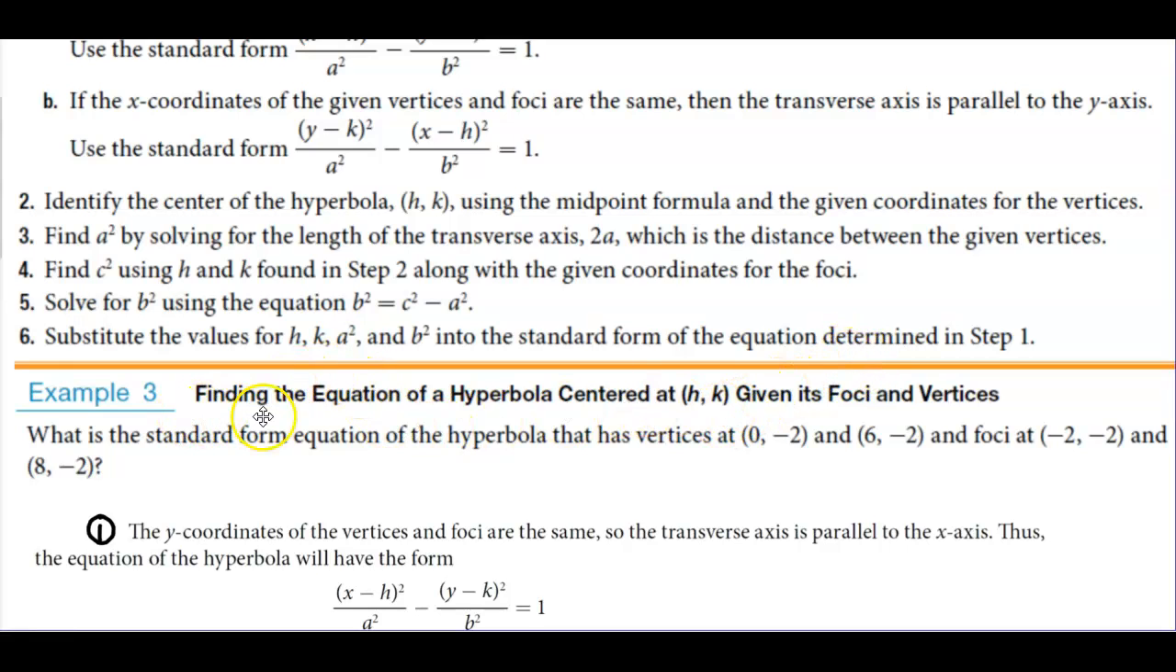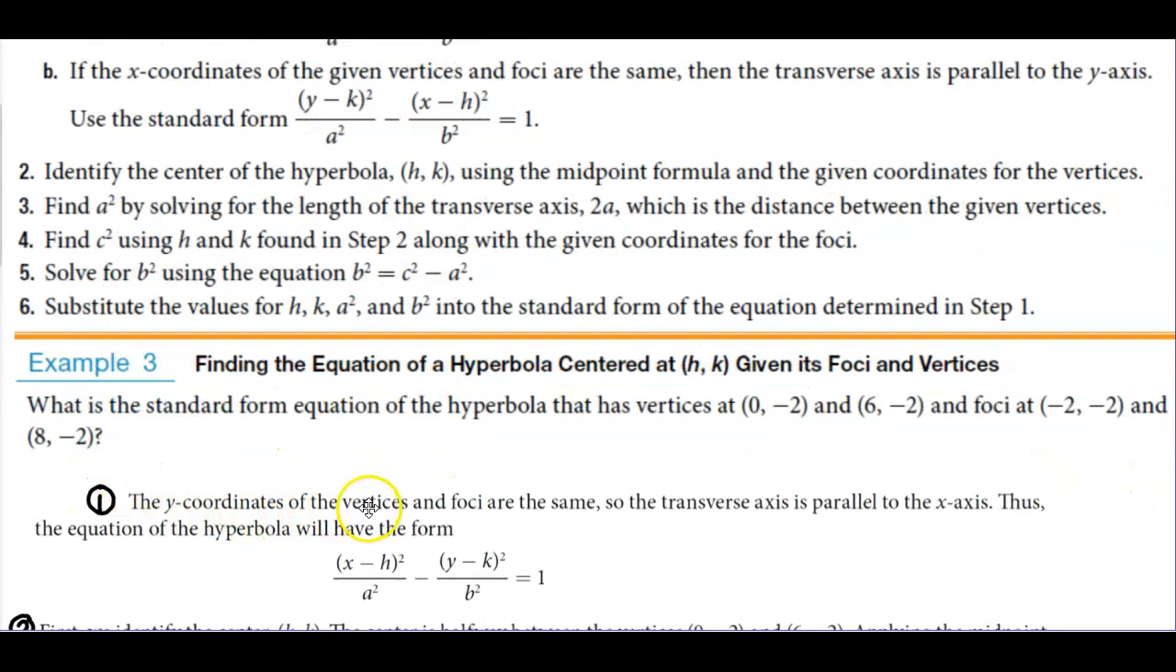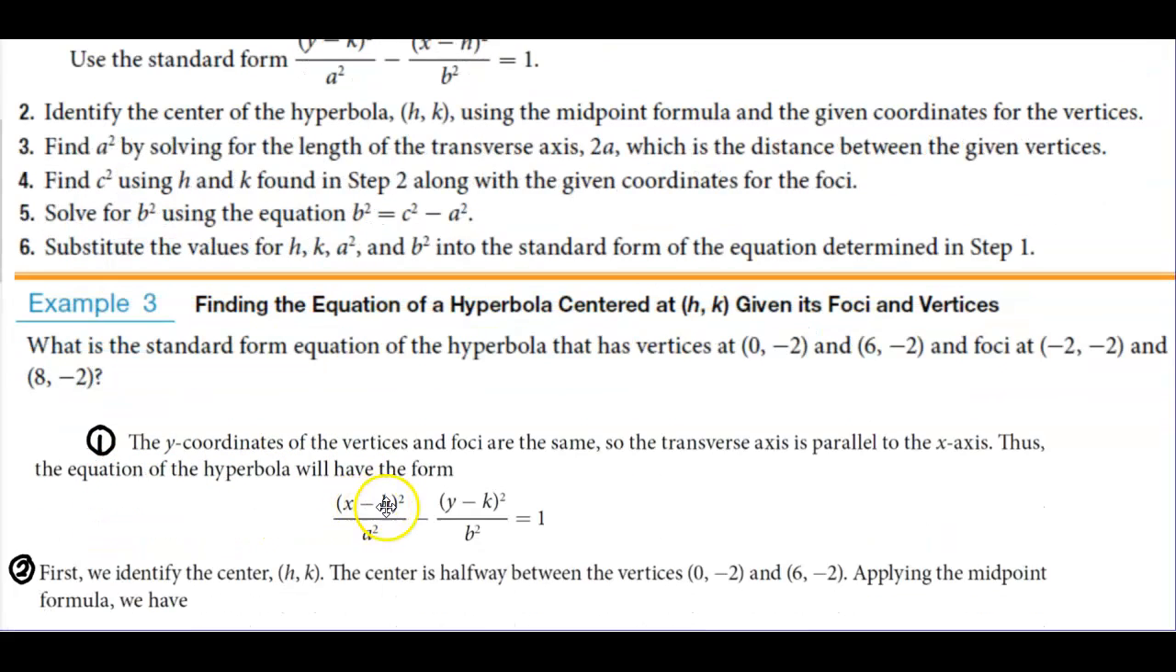Now in example number 3, we're finding the equation of a hyperbola centered at (h, k), given its foci and vertices. What is the standard form equation of the hyperbola that has the vertices (0, -2) and (6, -2), and foci at (-2, -2) and (8, -2)? Now, the y-coordinates of the vertices and foci are the same, so the transverse axis is parallel to the x-axis. Thus, the equation of the hyperbola will have the following form: (x - h) squared over a squared minus (y - k) squared over b squared equals 1.